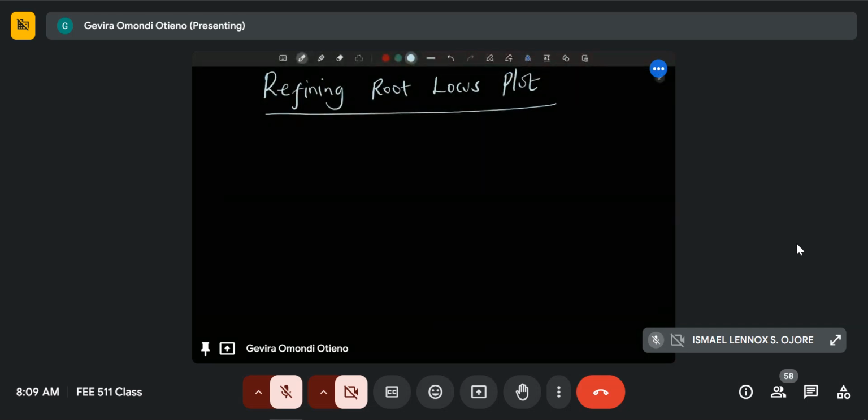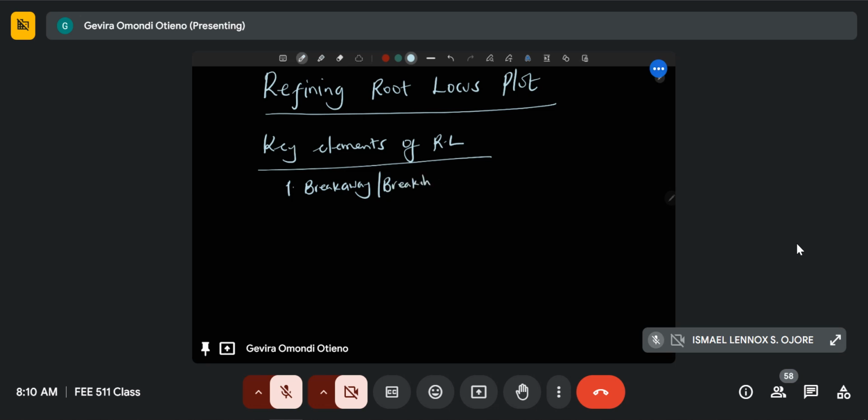So now we want to define key areas or key elements of the root locus that we need to be able to calculate. Now, these key areas are, like I've already mentioned, the breakaway point. Sometimes it can be the break-in point. So I'll just say breakaway and break-in points.